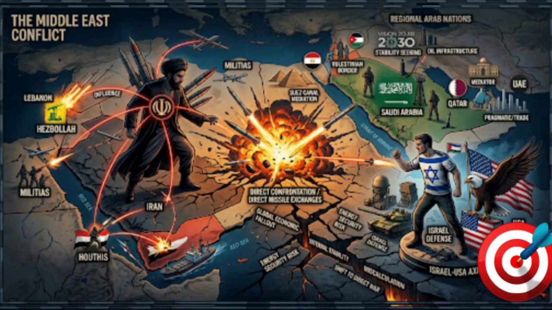1. The core conflict dynamics, Iran and the axis of resistance. Iran operates through a sophisticated network of non-state actors to project power and pressure Israel and U.S. interests without necessarily entering a full-scale conventional war.